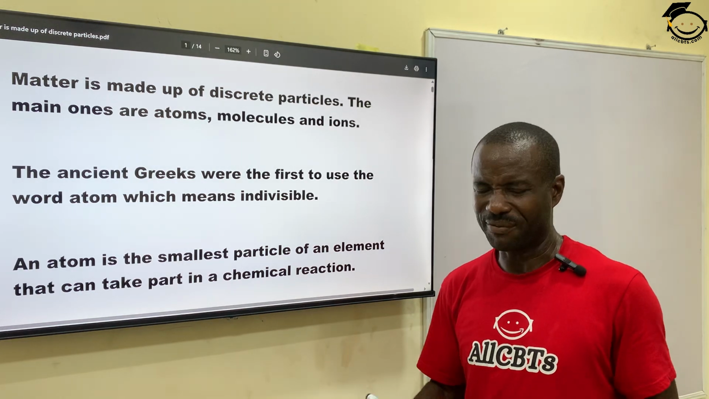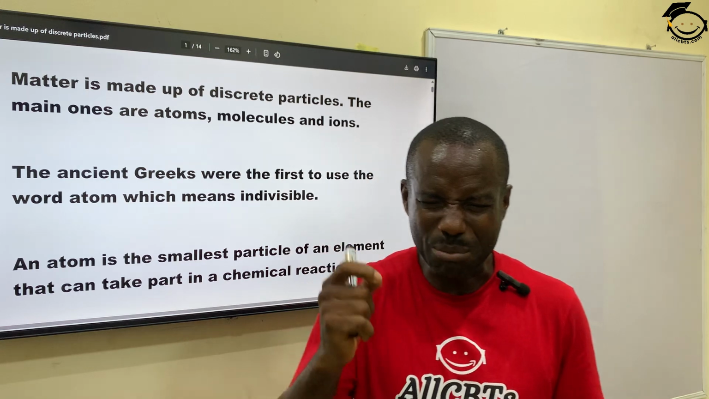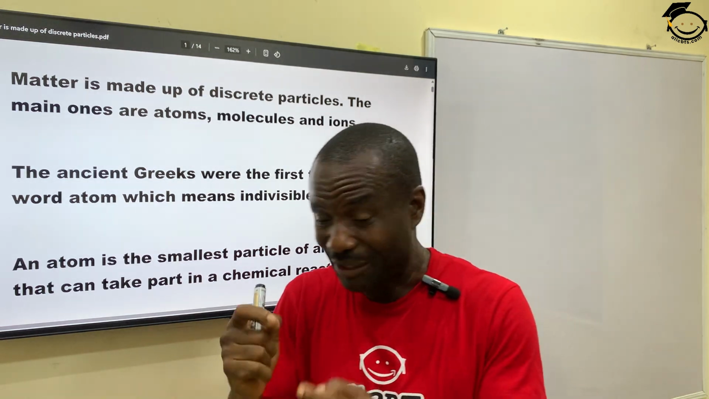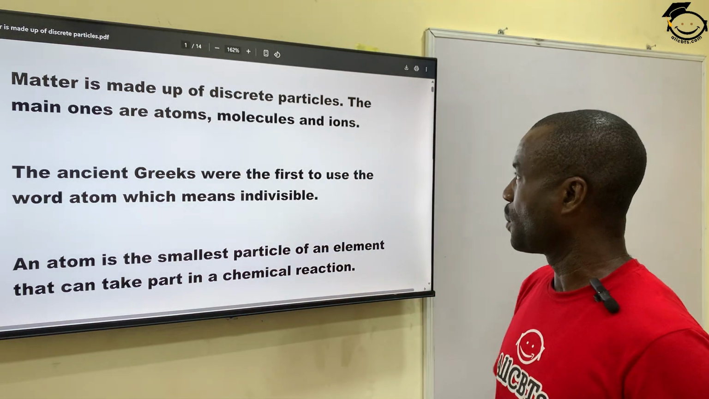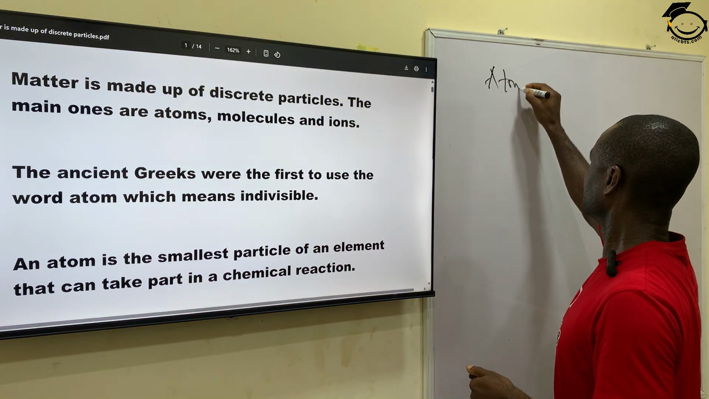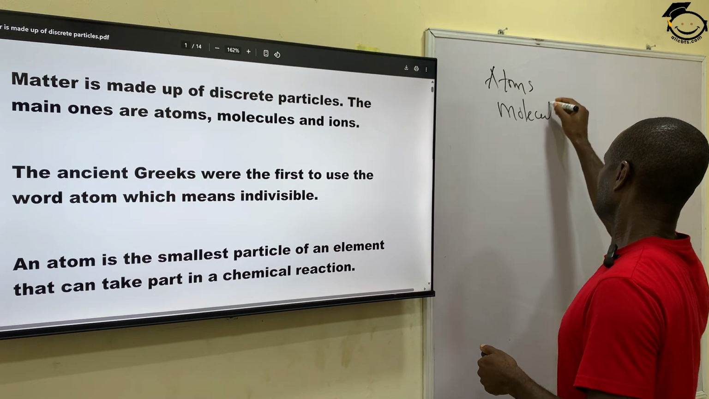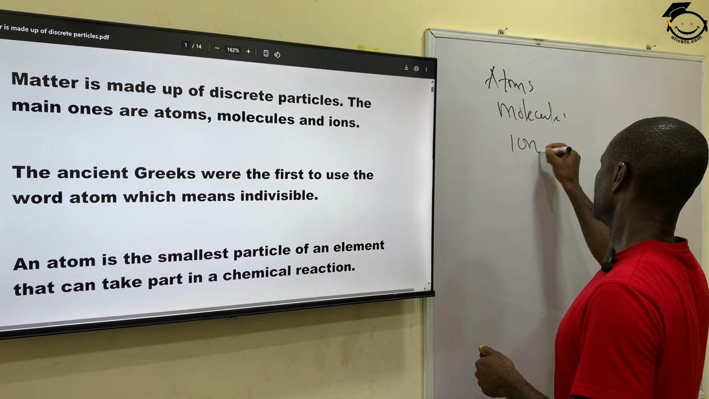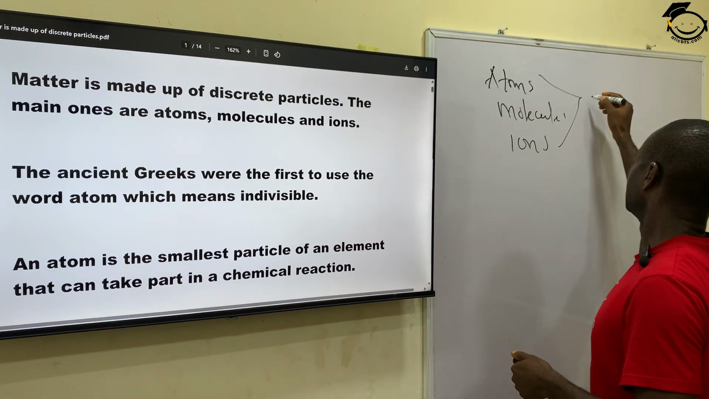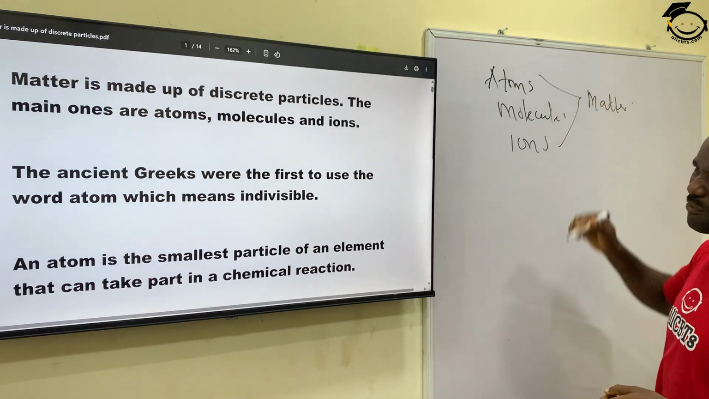An atom can be defined as the smallest indivisible particle, that is the smallest part of an element that cannot be further divided. So we have what we call atoms, molecules, and ions. These are matter. These are the smallest part of matter.